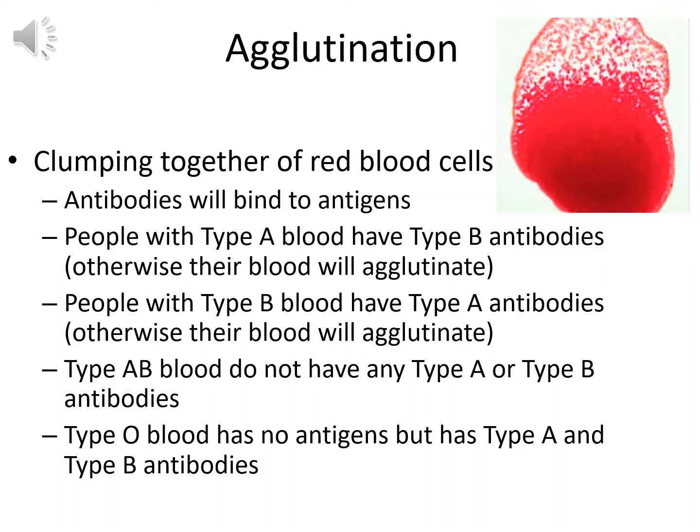Type O blood, which is the most common blood, has neither A nor B antigens, and therefore we find that it has both type A and type B antibodies. So the type O individuals don't have the antigens on the red blood cells, but they do have the antibodies for both type A and type B, which is why they can only receive blood from other type O individuals.